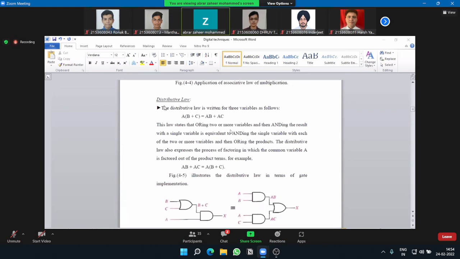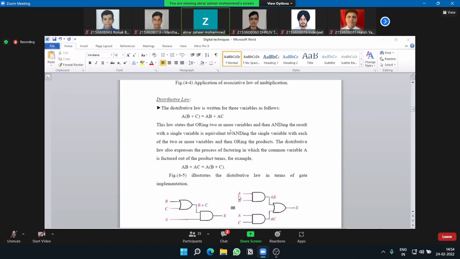So distributive law for the three variables is given as A into B plus C is equal to what? AB plus AC. So these two are equivalent, means A into B plus C can be written as AB plus AC. So in this, ORing two or more variables and then ANDing the result with a single variable is equivalent to ANDing the single variable with each of the two or more variables and then ORing the products.